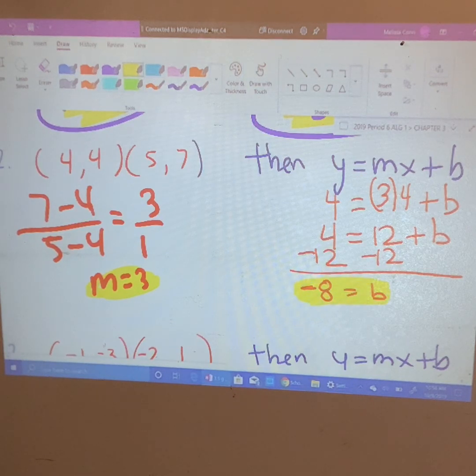I now have my m, I now have my b. I can write the equation. I'll write it right here in the center. The equation of this line is y equals 3x minus 8. That is the equation of this line that goes through those 2 ordered pairs.